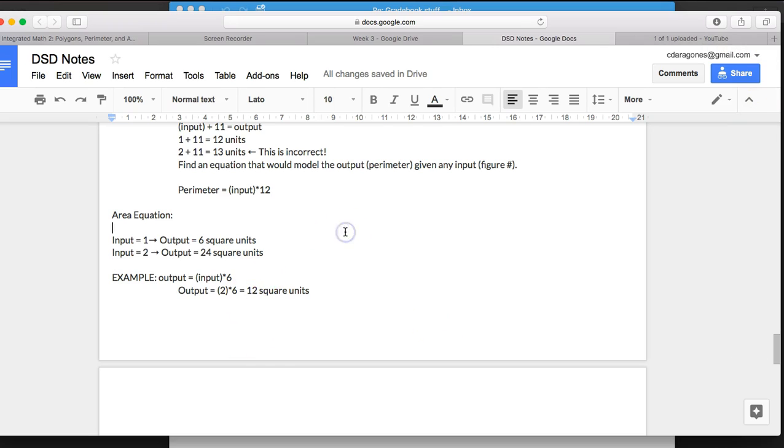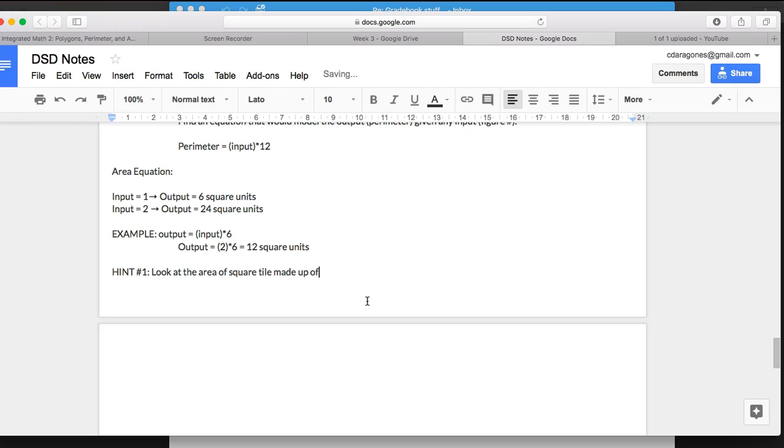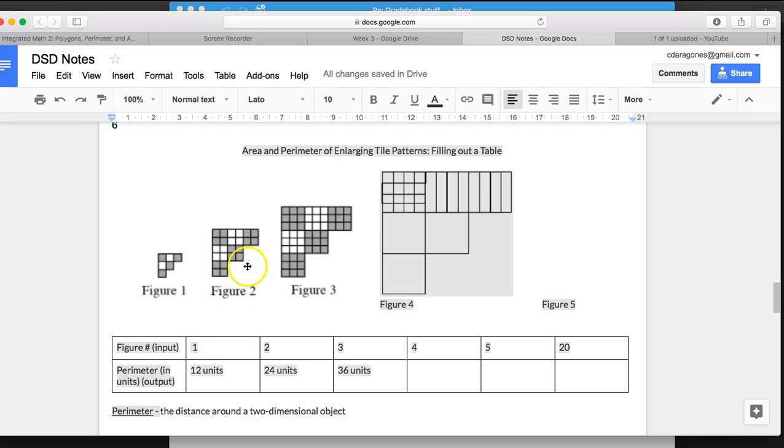My first hint, hint number 1, is look at the area of each square tile made up of the square units. What I mean by that, and I'm going to highlight what I'm talking about, is when you look at figure 2, you notice that I have these squares that are 2 by 2s. And then when I look at figure 3, I have squares that are 3 by 3, right? I'm hoping that you're noticing that. So I'm going to circle that so you notice. Here in my figure 2, I have a 2 by 2 square, and in figure 3, I have a 3 by 3 square, and so on. So that's my first hint. Take a look at those.